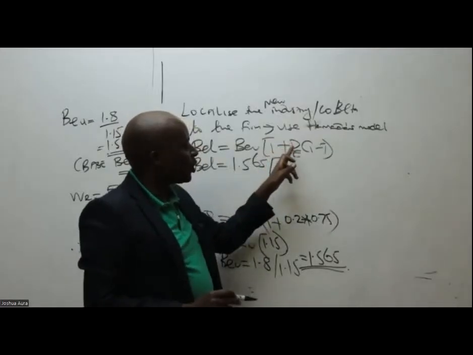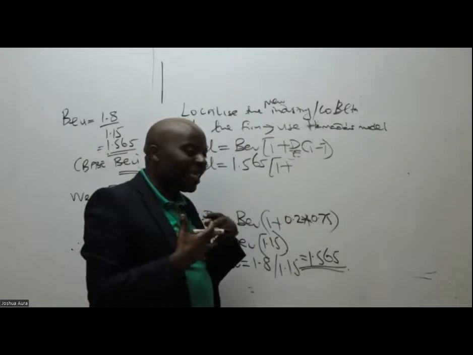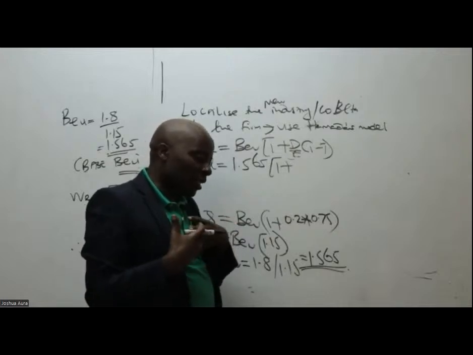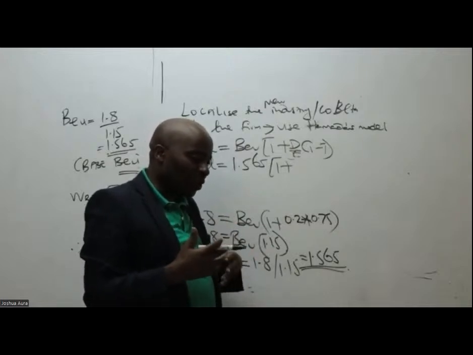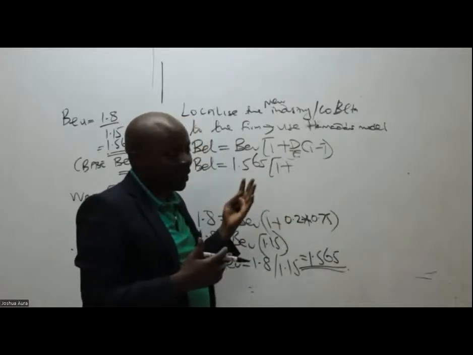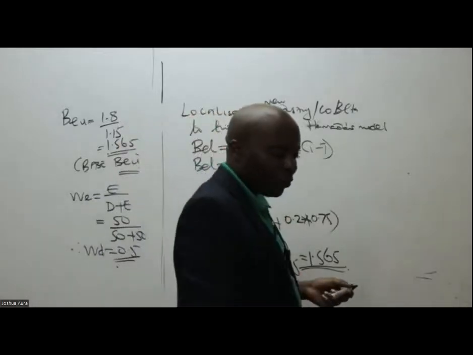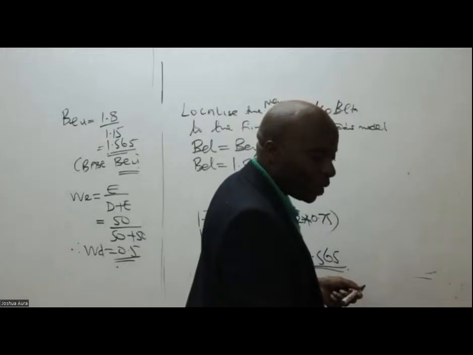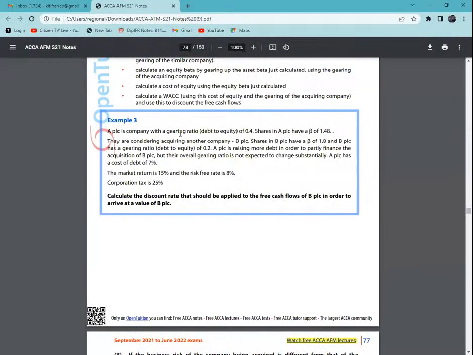And the debt to equity ratio to use, in most cases, is normally given in the question, like Roman 1, Roman 2, Roman 3. But here we don't have Roman 1, 2 or 3. Then I have to go back to the debt to equity of the company as it was given up there. It was given here: A PLC is a company with a gearing ratio of 0.4.